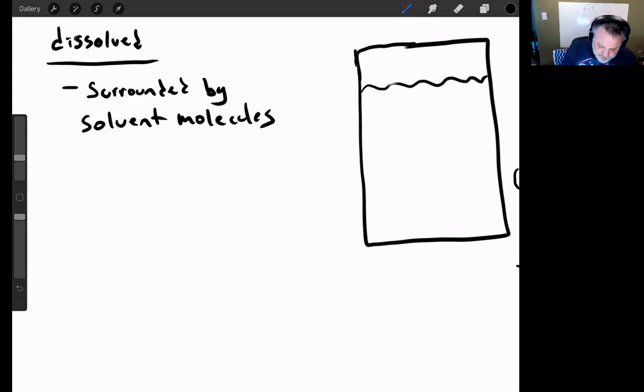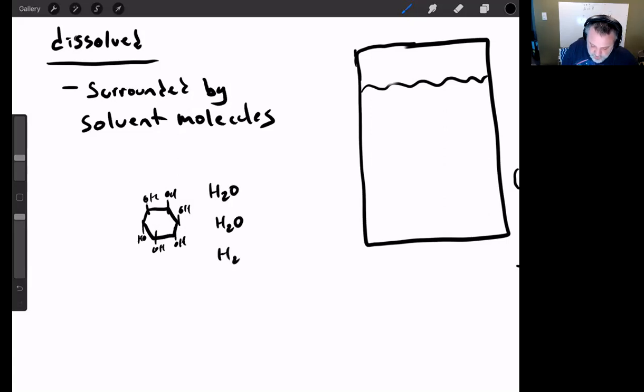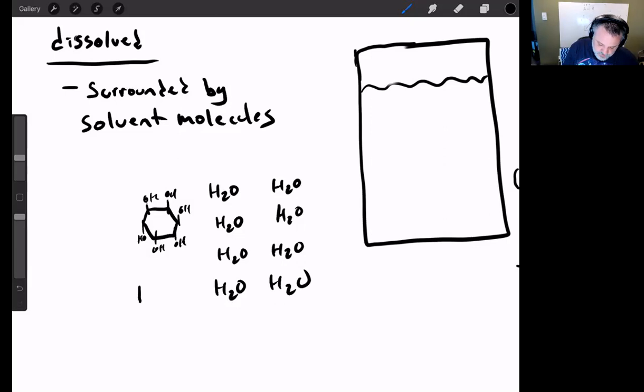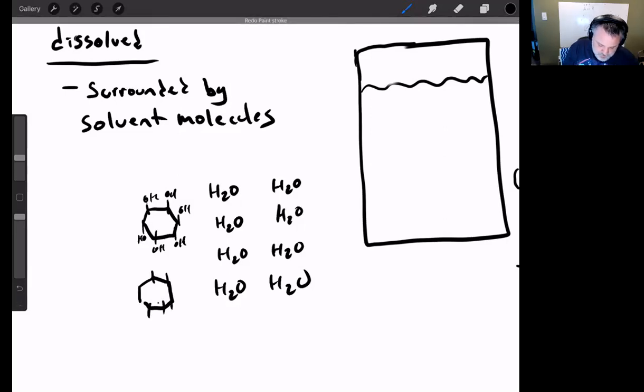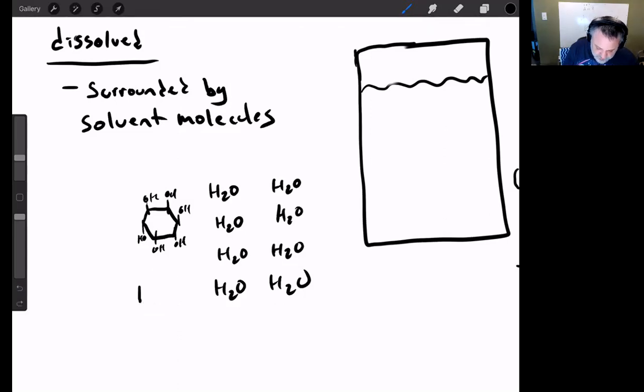So let's take the example of sugar. And what I'm going to do is I'm just going to draw a hexagon, because a hexagon is a very simplistic representation of a molecule of sugar. I'm going to add some groups on it. Maybe there's some OH groups. And so if I have a molecule of sugar and I have a bunch of solvent molecules, let's say the solvent is water. In this configuration, I'm not making a homogeneous mixture. The sugar is not surrounded by solvent molecules.